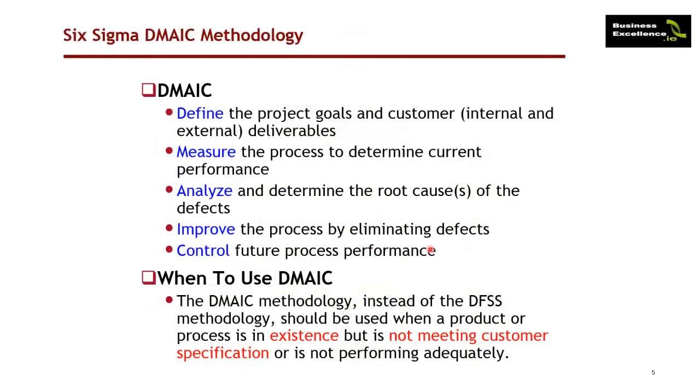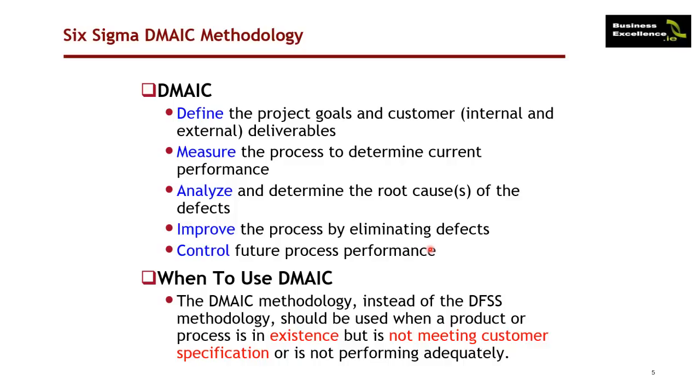The DMAIC process is defined as follows. It's made up of 5 stages. Define, which is all about defining the goals, defining what the customer wants, defining where the particular problems are in the process, or defining where the potential opportunities are for the future. Measure looks at the process. It maps the current process, measures what's currently happening.